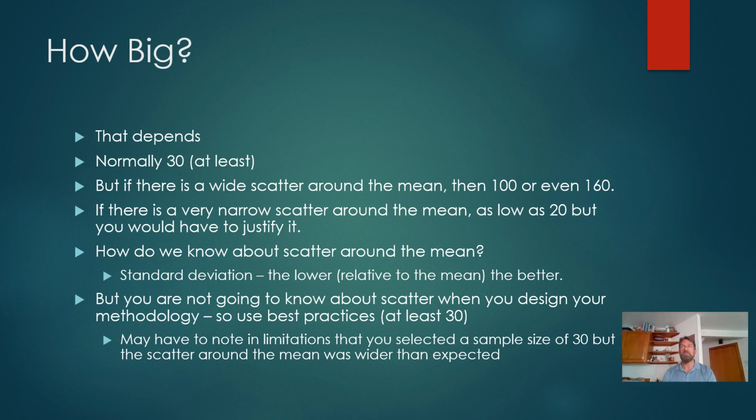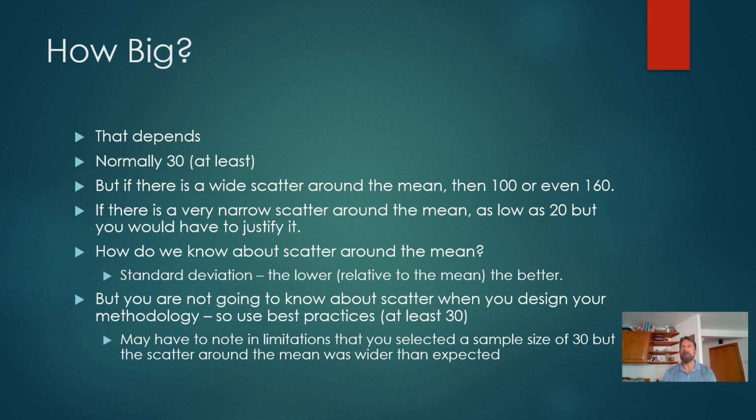If you do some work and find that the variables you're looking at have a very small standard deviation relative to the mean, you can drop a little below 30, maybe down to as low as 20. But you'd have to justify it in your research, when you write it up, as to why your sample size is so small.